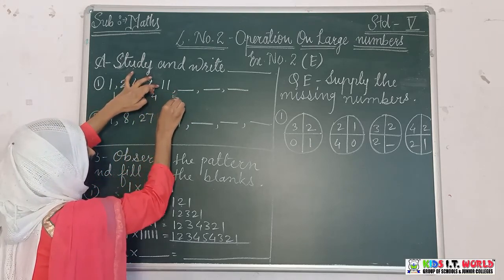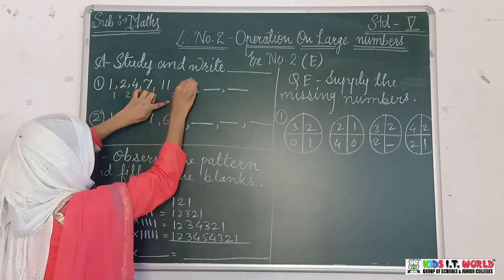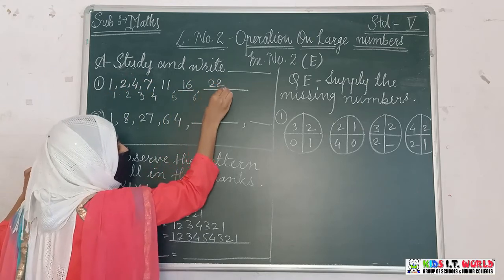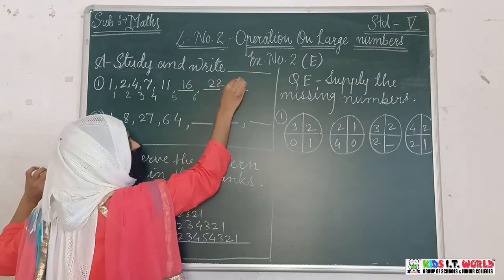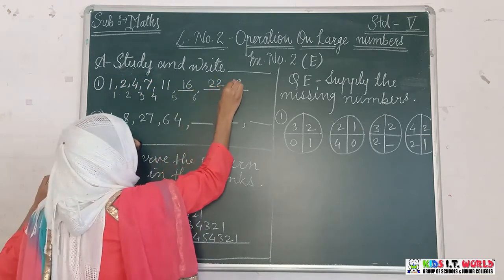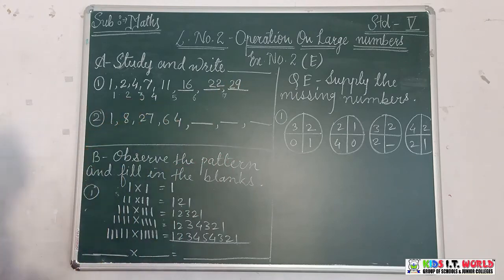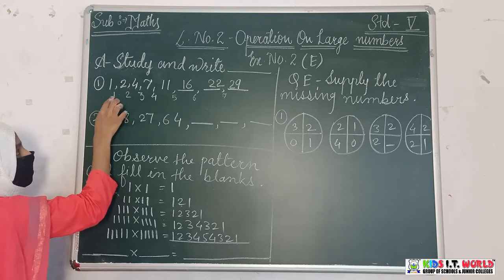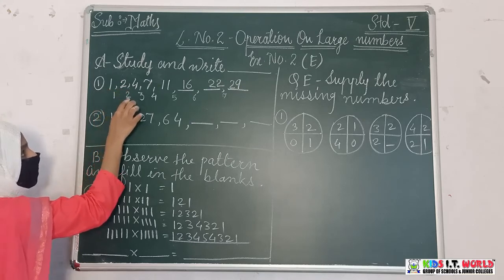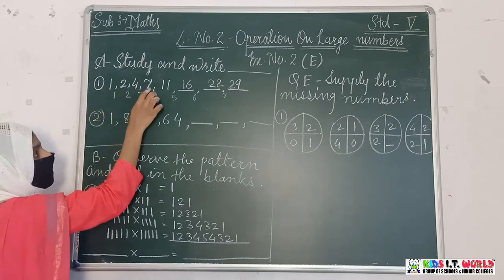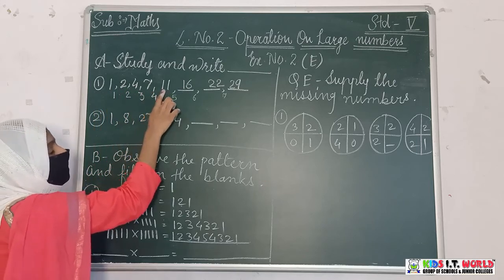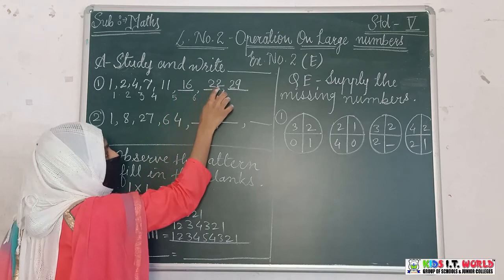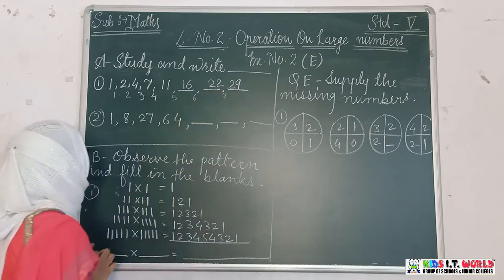The next step will be 5. So 11 plus 5 it is 16. 16 plus 6 it is 22. Now 22 plus 7 it is 29. In this way you have to complete the pattern. See the logic that in between this 1 and 1, 2, 2 and 2, 4, 4 plus 3, 7, 7 plus 4, 11, 11 plus 5, 16, 16 plus 6, 22, 22 plus 7, 29.